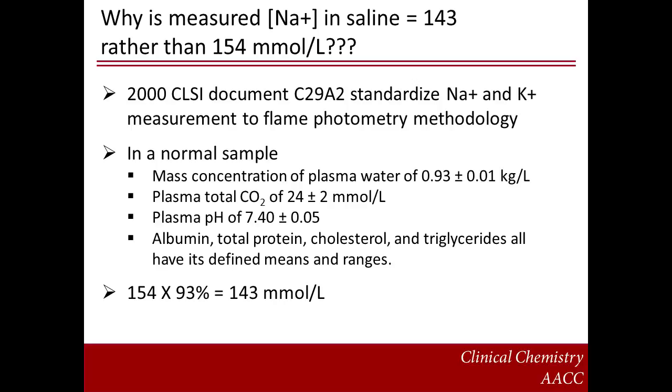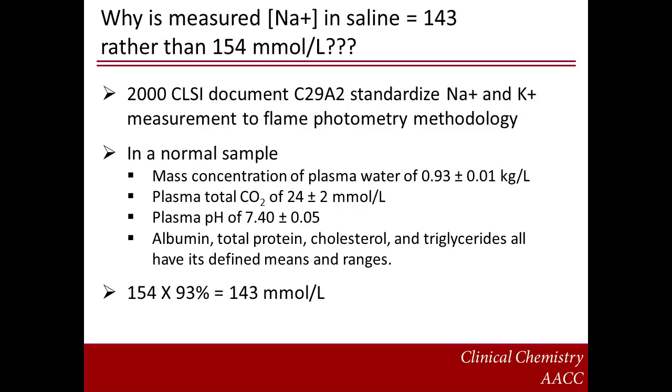In 2000, the Clinical Laboratory Standards Institute, CLSI, published document C29-A2, indicating that sodium and potassium measurements be standardized to the flame photometry methodology, which is concentration-based instead of activity-based. However, the standardization is based on the assumption that the sample is a normal sample.